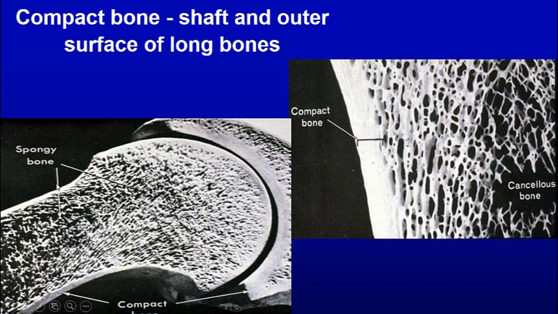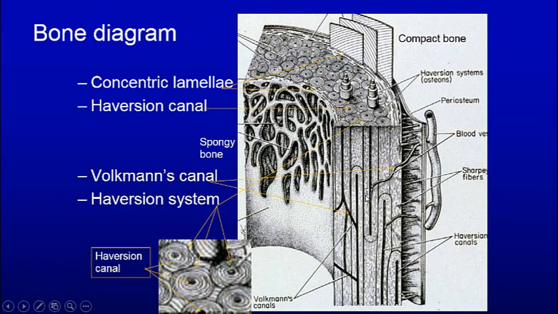Now here we have compact bone, which is what's on the outside of bone, and it's remodeled differently than the spongy bone or the cancellous bone. Spongy bone and cancellous bone is the same thing, and in between there is where you would have the cells of the bone marrow. So this is compact bone here.